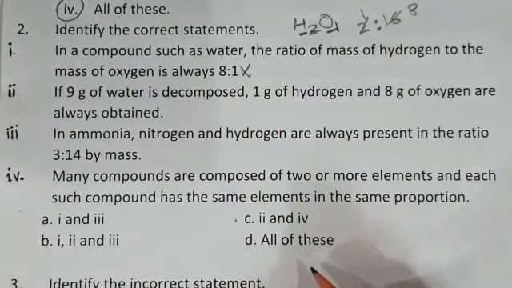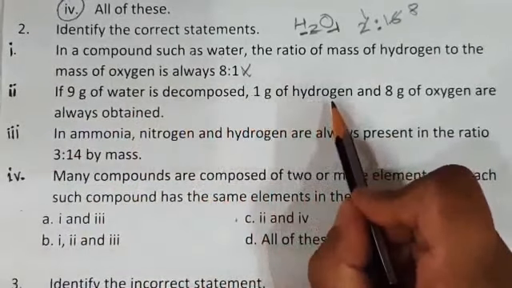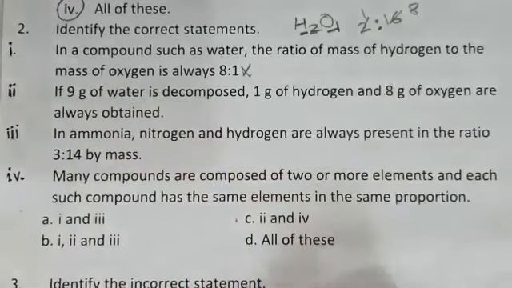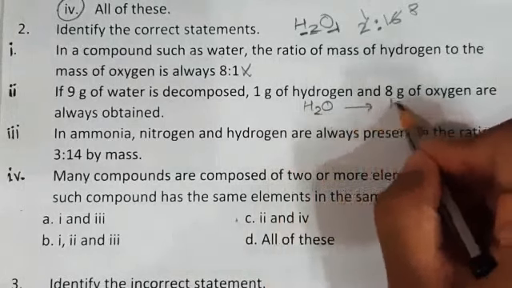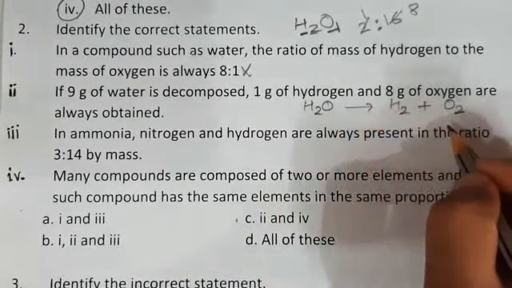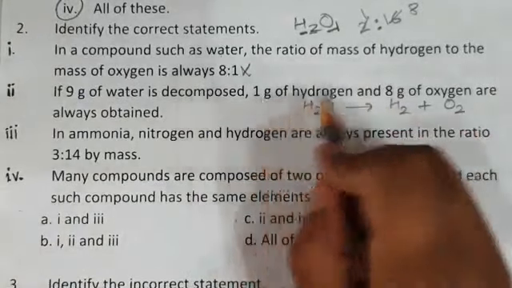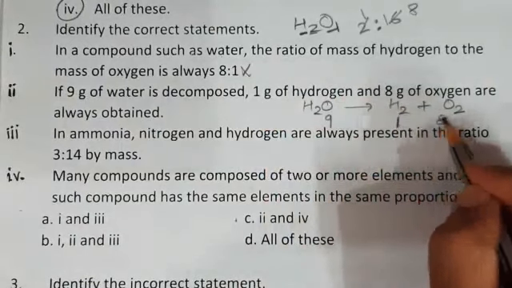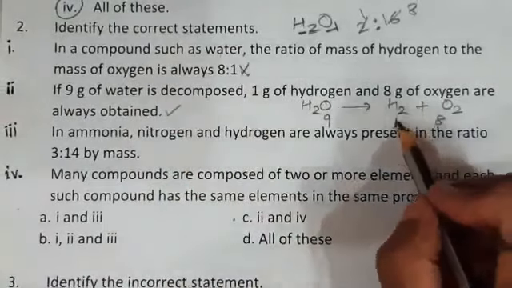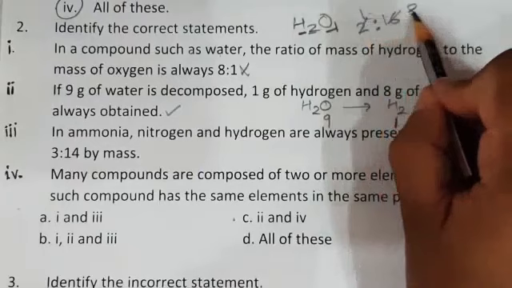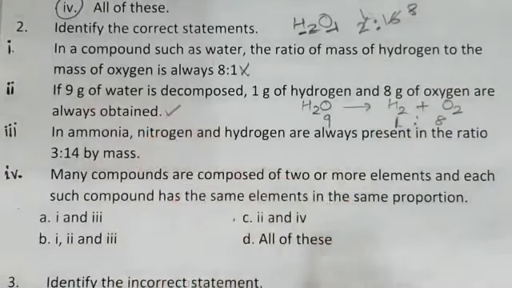It is 1:8. Second, if 9 gram of water is decomposed, 1 gram of hydrogen and 8 gram of oxygen are always obtained. Water, the formula is H2O. This H2O decomposes into H2 plus O2. Okay. So if 9 gram of water is decomposed, we get 1 gram of hydrogen and 8 gram of oxygen. Yes, this is also correct. Why? Because the ratio is 1:8 that we calculated in the first case. So here also we are getting 1:8. So the second statement is correct.